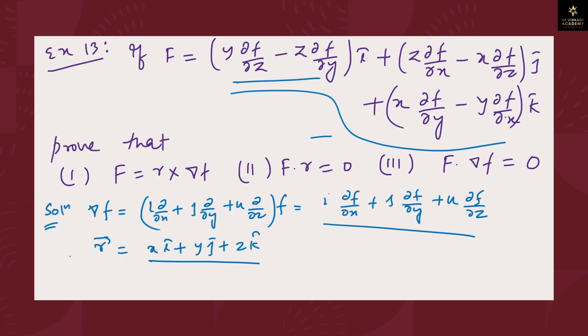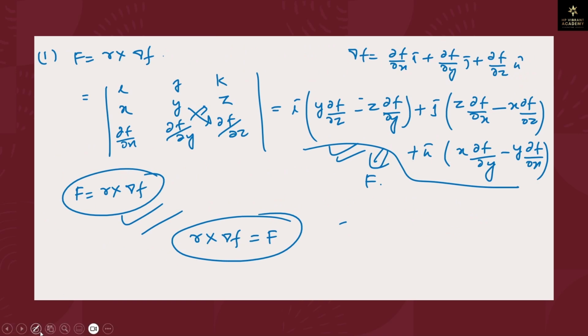What is asked in the question, second part is f dot r vector is equal to 0, and f vector is this one. How will you do this? In the second part we have to show f dot r is equal to 0, and what is the value of f? f is equal to r cross del f.